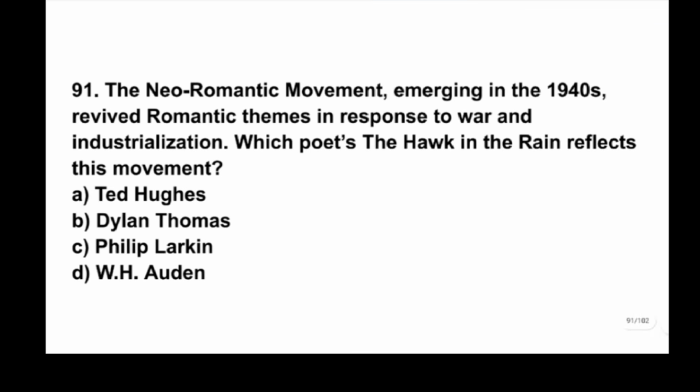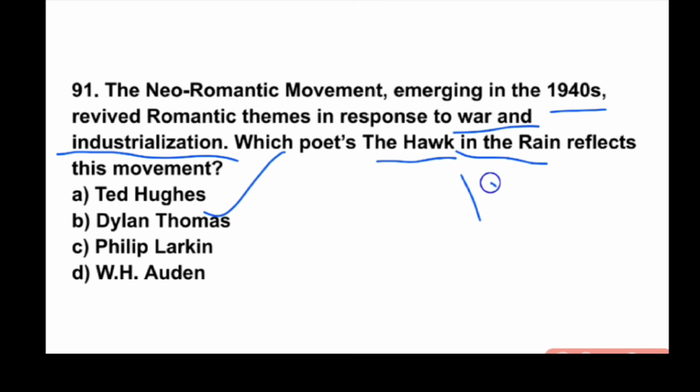The New Romantic movement, emerging in 1940, revived romantic themes in response to war and industrialization. Which poet's The Hawk in the Rain reflects this movement? Option A, Ted Hughes. The Hawk in the Rain, 1957, uses vivid natural imagery, echoing romantic themes in a modern context.